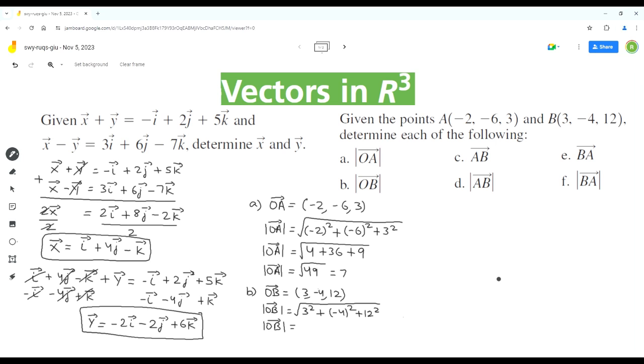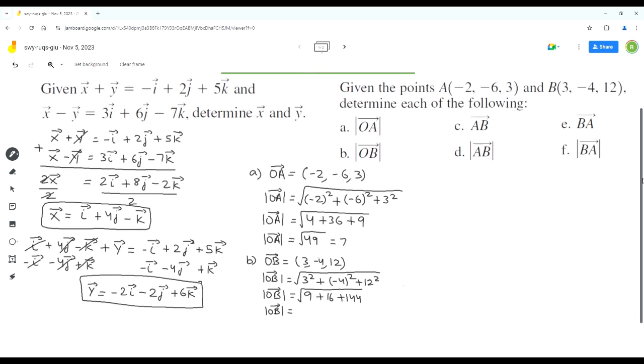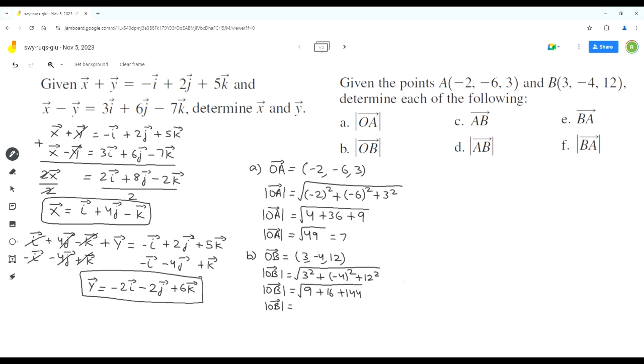So 3 squared is 9, negative 4 squared is 16, 12 squared is 144. Now we can add these numbers. So 9 plus 16 plus 144 is equal to 169, and the square root of 169 is equal to 13. So this is the final answer for part B.